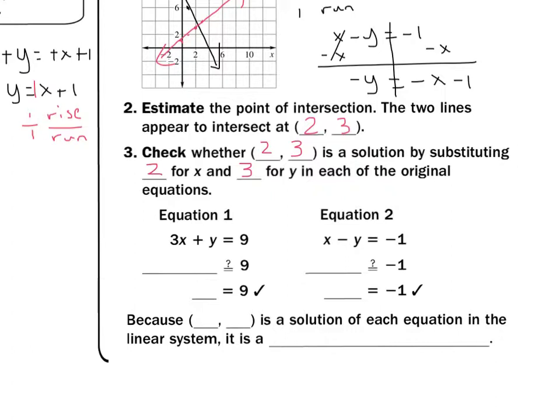So for equation 1, it's going to be 3 times 2 plus 3. 3 times 2 is 6, and 6 plus 3 is 9, so that one does check. And in equation 2, we're going to substitute the 2 for the x and the 3 for the y. 2 minus 3 is negative 1, and so that does check. So because 2, 3 is a solution of each equation in the linear system, it is a solution of the linear system.